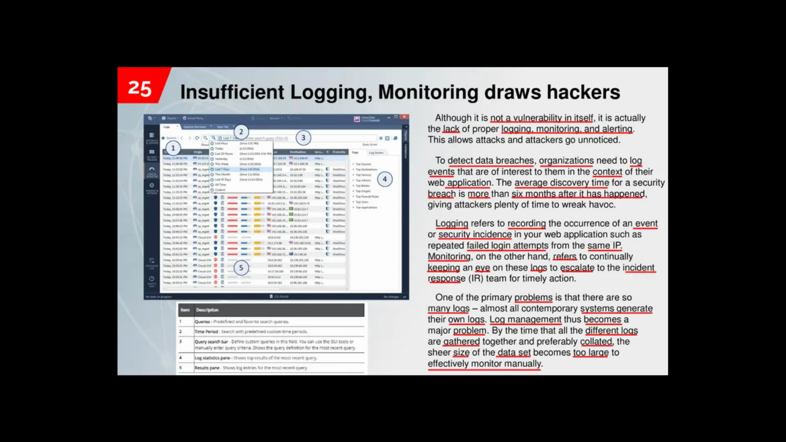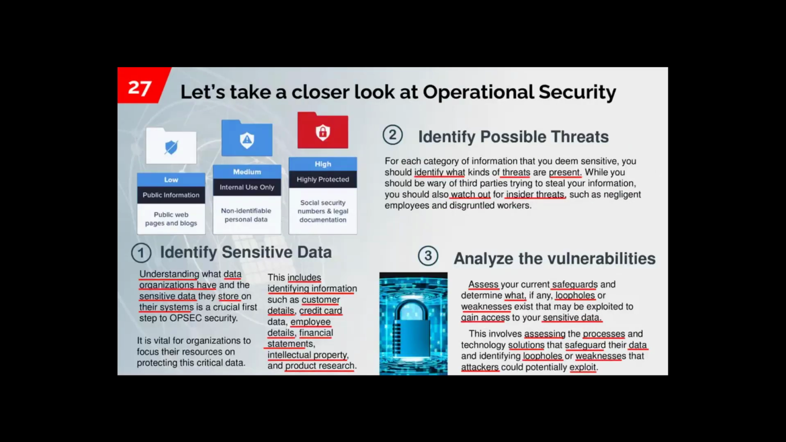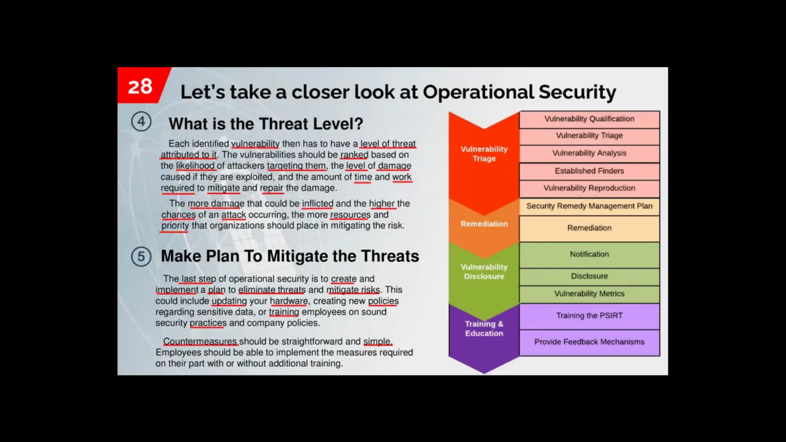Now, insufficient logging and monitoring isn't a vulnerability per se, but it comes about with the lack of proper logging, monitoring, and alerting. And finally, let's take a look at operational security, which comes with 5 primary pillars. And wrapping up operational security, we have pillar number 4, what is the threat level? And then finally, number 5, make a plan to mitigate the threats.